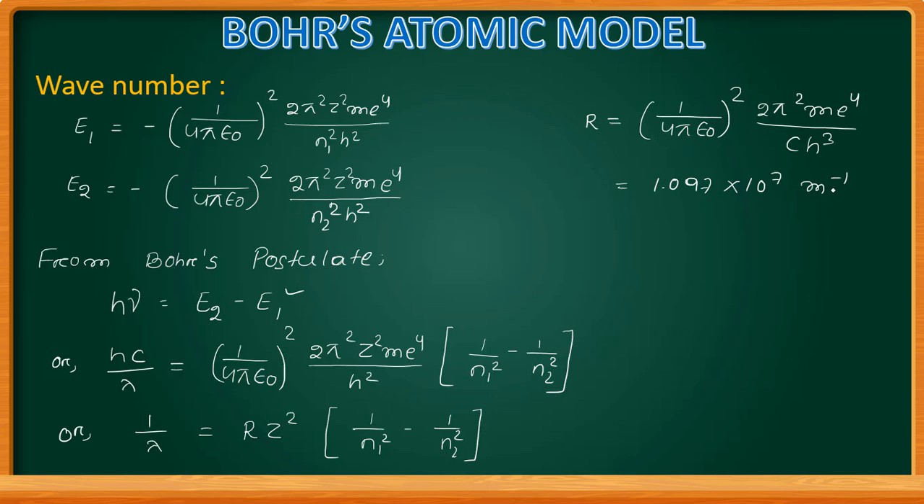And for hydrogen, as we know, Z equal to 1, so we can write the expression for wave number of the electron in hydrogen atom as 1 by lambda equal to R in bracket 1 by n1 square minus 1 by n2 square. Okay, n2 is the higher orbit, n1 is the lower orbit. This is all about the lecture.